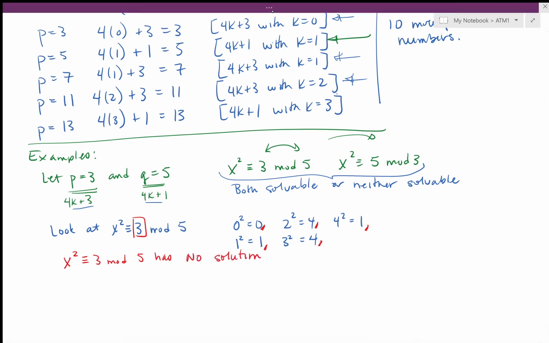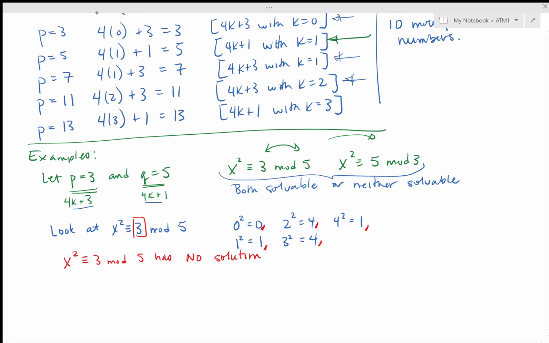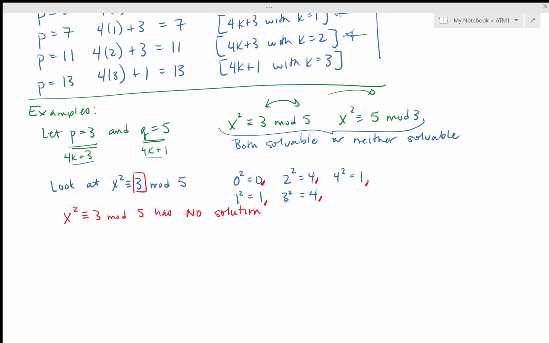Okay, now I could ask exactly the same thing of the second congruence, the related congruence, x squared congruent to 5 mod 3. I could go through the same procedure to try to determine whether it had a solution or not, but I don't have to. So I immediately know, from quadratic reciprocity, no solution. Okay, that is via quadratic reciprocity.